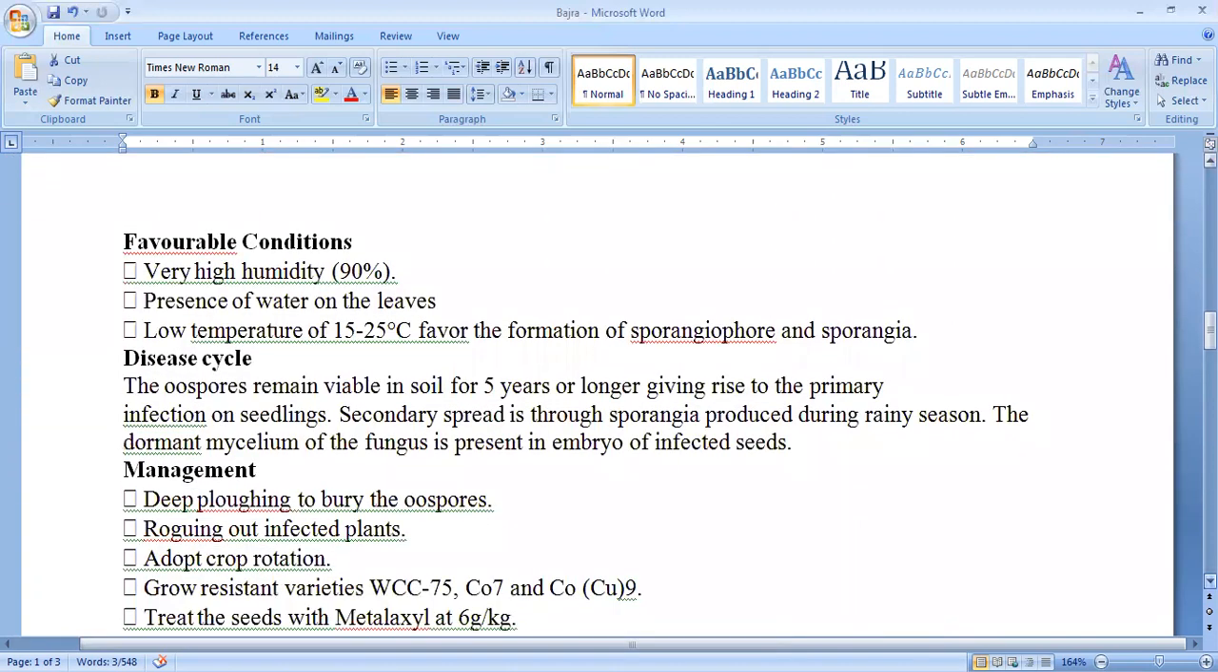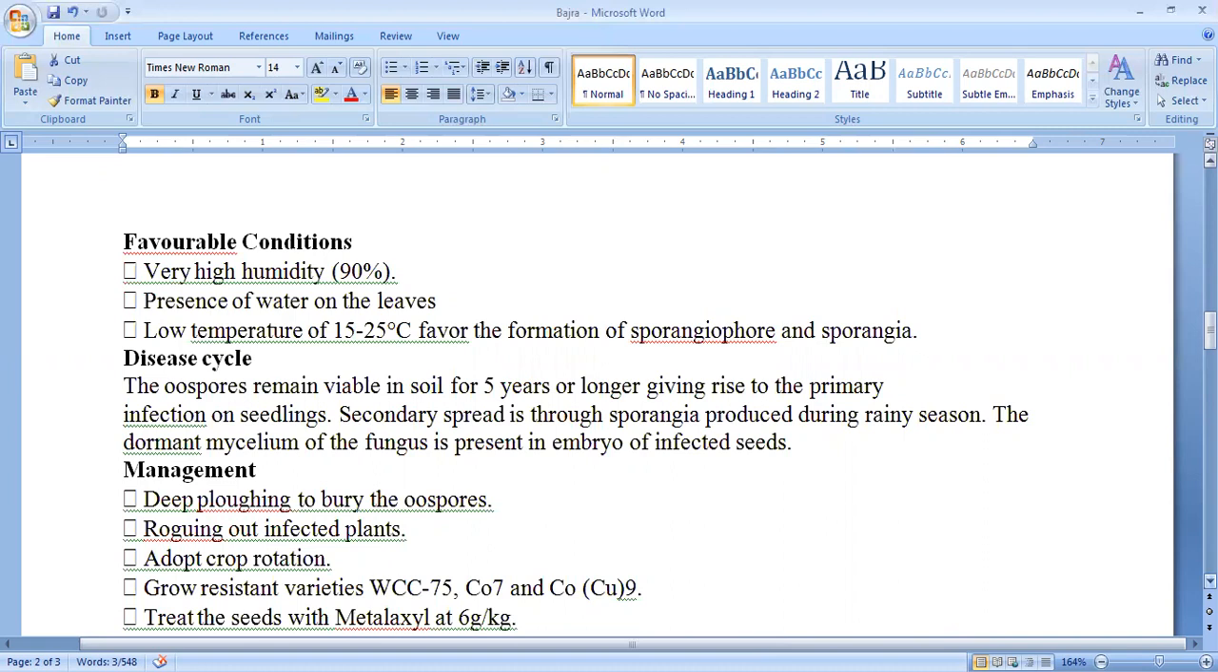Now, what are the favorable conditions? The favorable conditions are high humidity, that is 90%, presence of water on the leaves, and low temperature of 15 to 25 degrees centigrade. Now, this favors the formation of sporangiophore and sporangia.